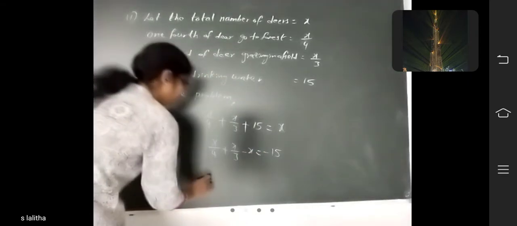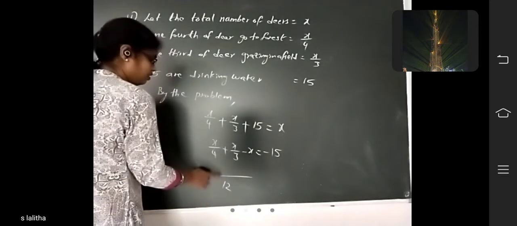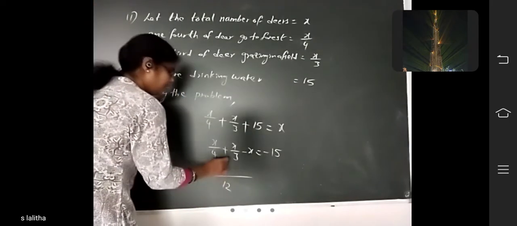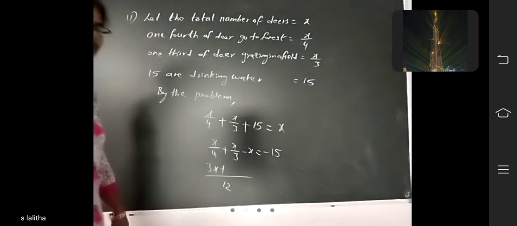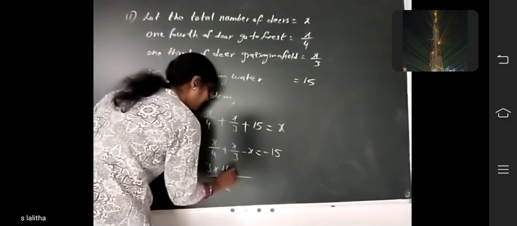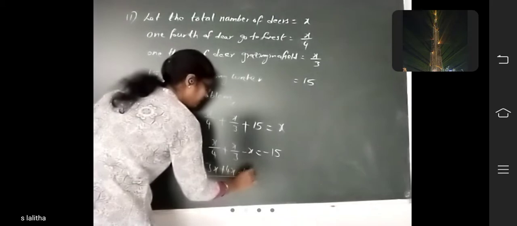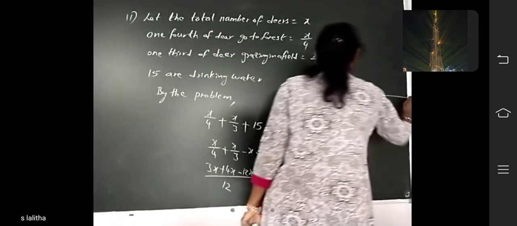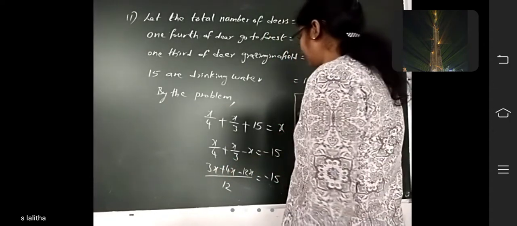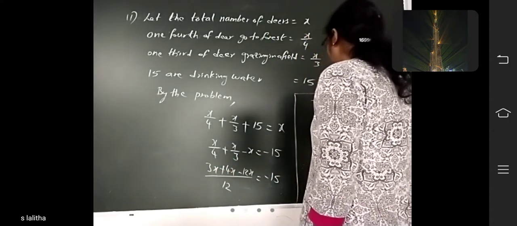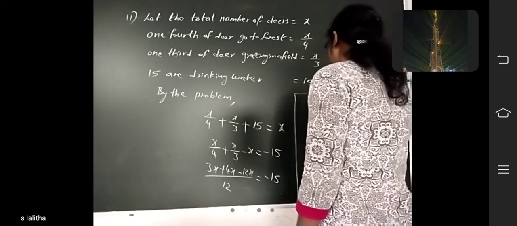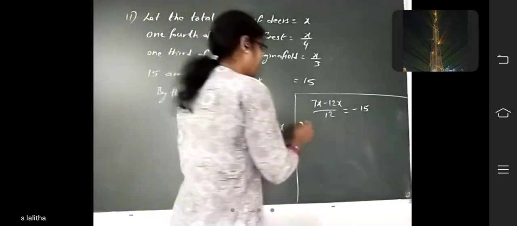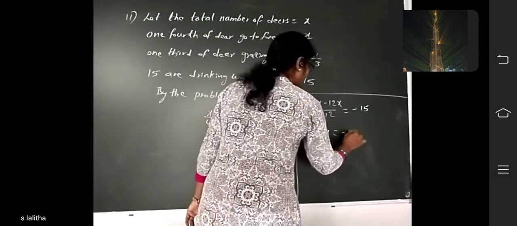Now find the LCM for 4 and 3, 12. So in the 4 table how many times 12? 3 times. 3 into x, 3x plus in the 3 table how many times 12? 4 times. 4 into x, 4x minus 12x is equal to minus 15. 3x plus 4x how much? 7x minus 12x by 12 is equal to minus 15. 7x minus 12 how much? Minus 5x is equal to minus 15.